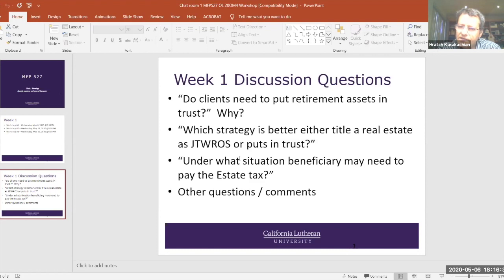Both the administrator and the executor are referred to in the statute as a personal representative of the estate. That individual is responsible for distributing the assets based on what the court says and how the assets have to be distributed. Now, this is in the estate probate context where there's no trust.